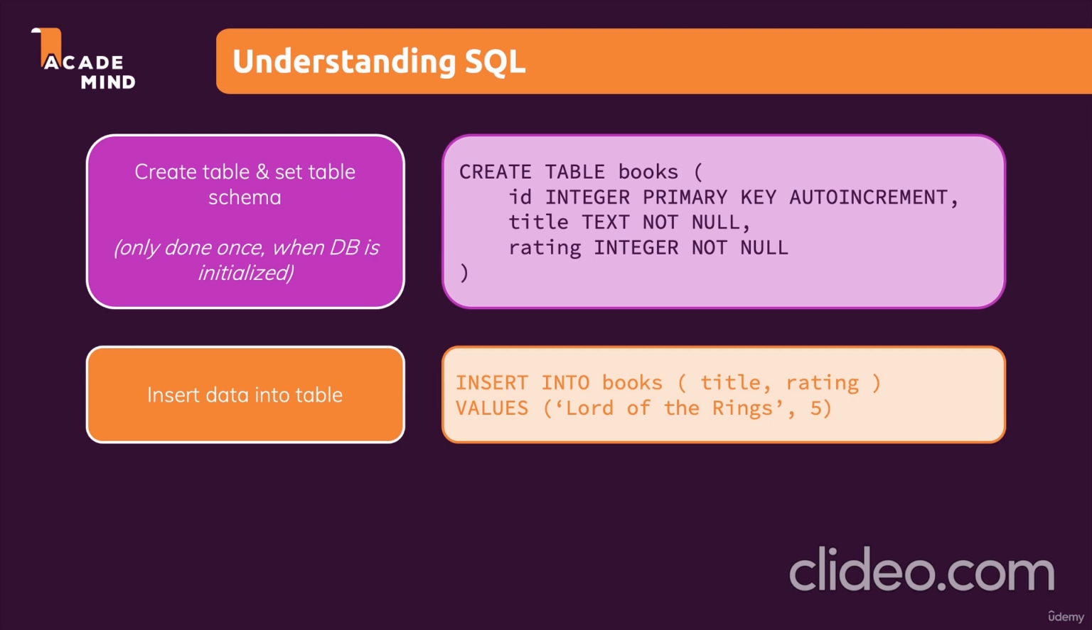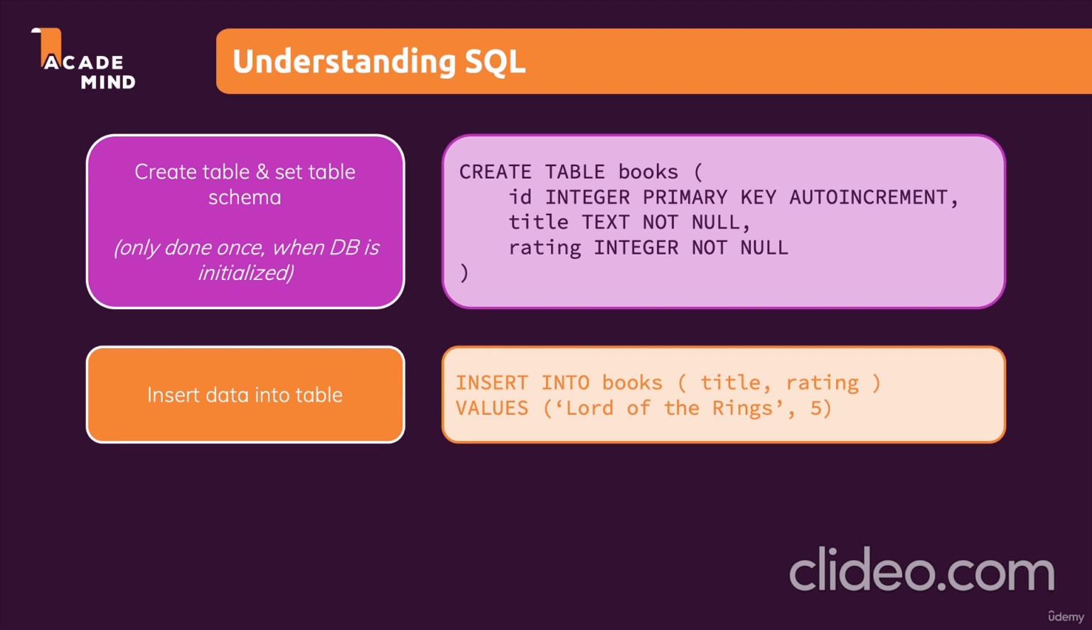In this case, Lord of the Rings as a string, so as a text, because that's the type we set for the title column. And then 5 as a value for the rating, 5 as an integer value, because that's the value we set there. I'm not setting the ID because of auto increment primary key. That will be auto populated, and it's an auto incrementing number.